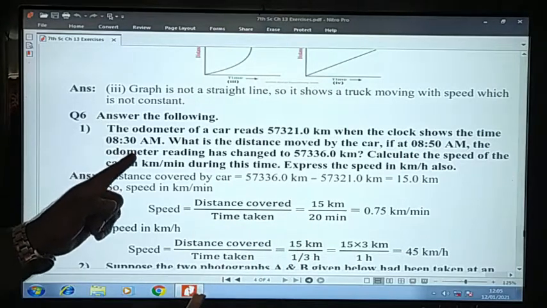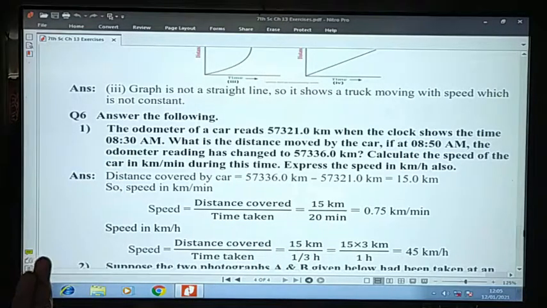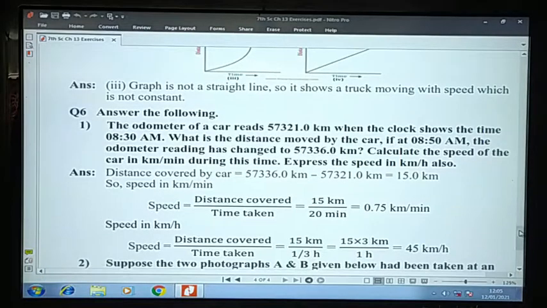As we have seen earlier, 20 minutes divided by 60, that is called 1/3 hour. Now we will take the reciprocal, that comes to 15 into 3 kilometer divided by 1 hour, that is 45 kilometer per hour. Okay, we have converted minutes into hours. So that answer is 45 kilometer per hour.